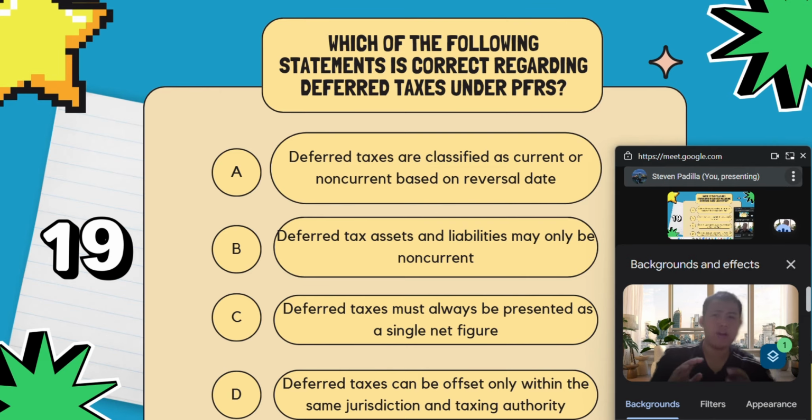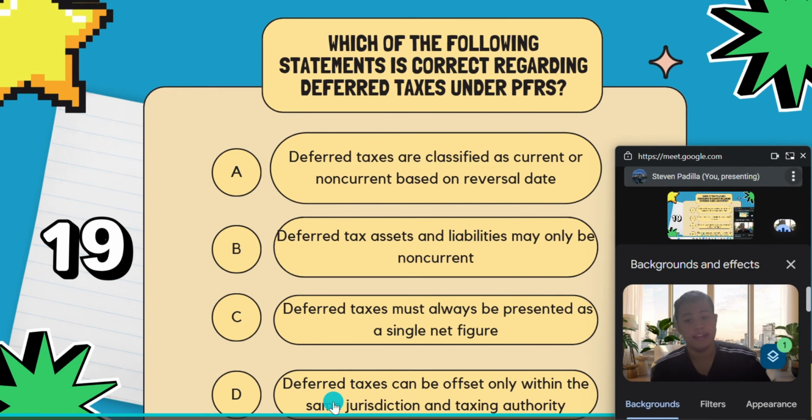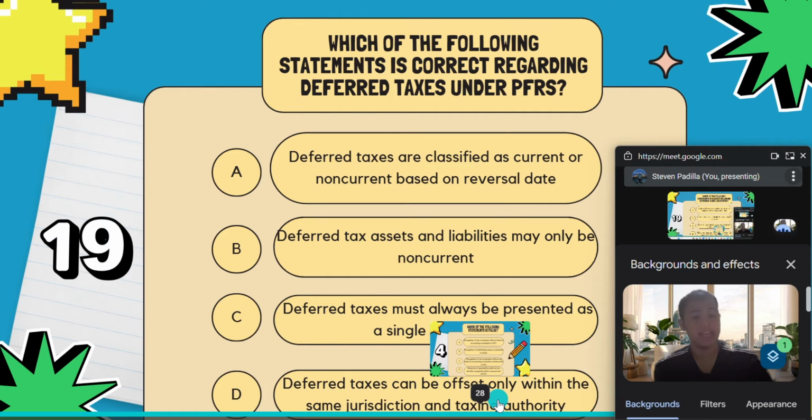They are only offset or netted into a single amount if they relate to the same taxing authority or jurisdiction. This rule prevents netting balances across different tax authorities, ensuring the reported amount reflects the obligation or the asset for a single tax authority. Therefore, for number 19, our answer is letter D. Deferred taxes can be offset only within the same jurisdiction and taxing authority.